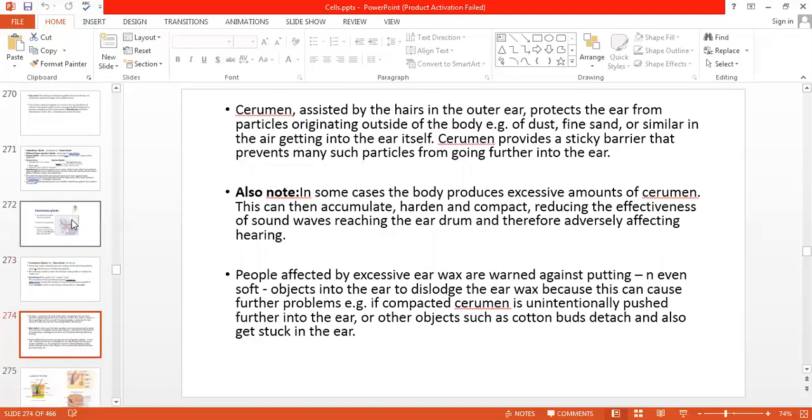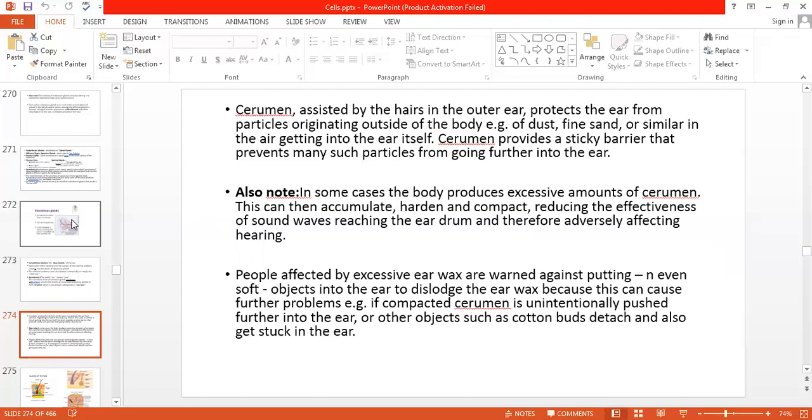Cerumen, assisted by the hair in the outer ear, protects the ear from particles originating outside of the body, for example dust, fibres, and other similar particles in the air getting into the ear itself. Cerumen provides a sticky barrier that prevents many such particles from going further into the ear.